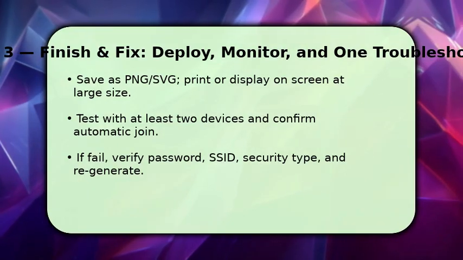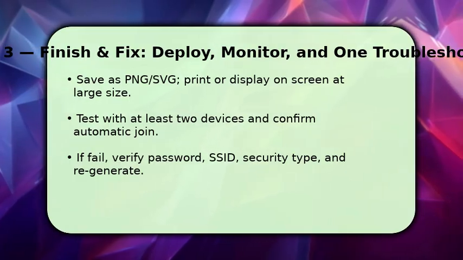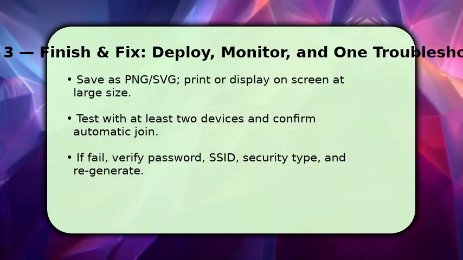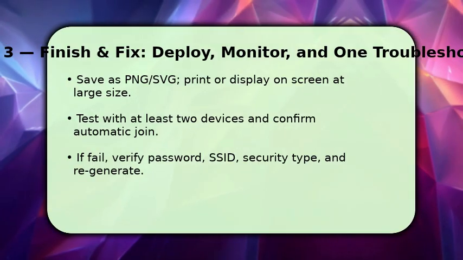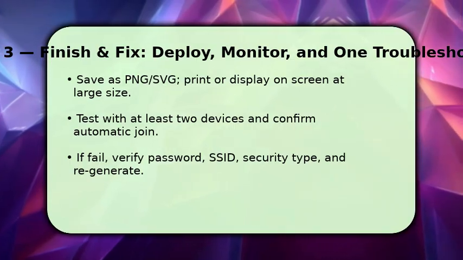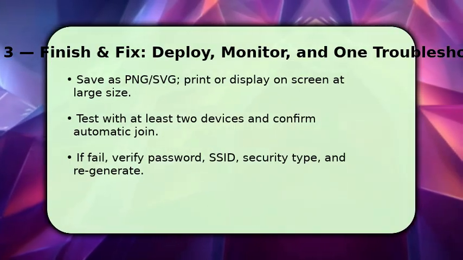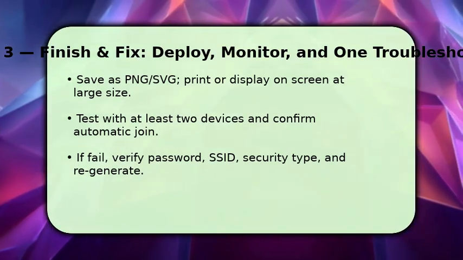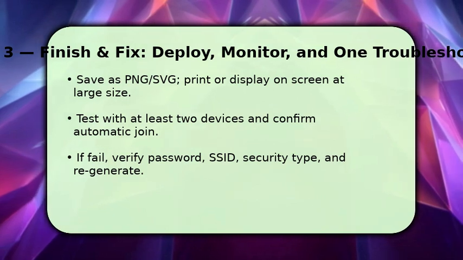Both should connect. If a device fails, stop and recheck the exact SSID, password, and security type in the generator, then regenerate. Make sure the QR contrast is high and not distorted. If problems persist, try another generator or export as SVG to avoid raster artifacts before printing or sharing.